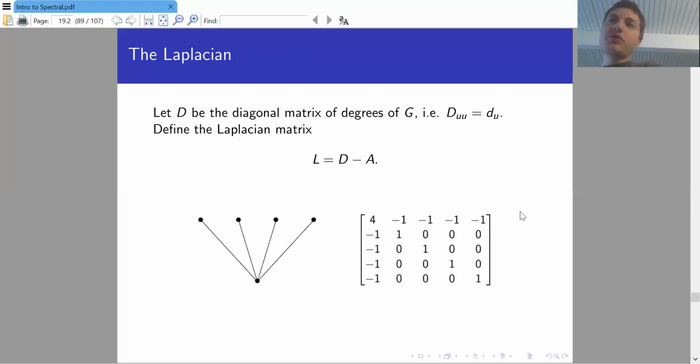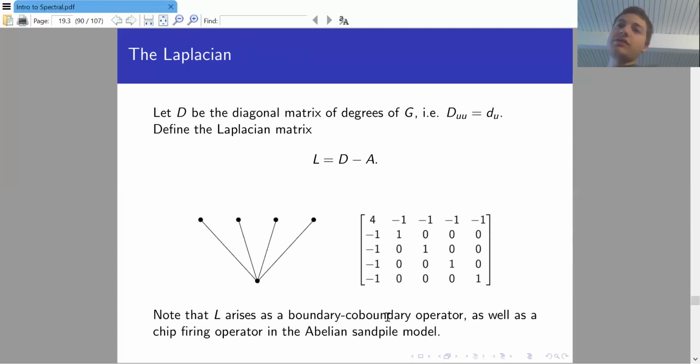So I believe the original motivation came about from spectral geometry of manifolds, where they have something called the Laplacian operator, and this is somehow an analog of that. Another way one might convince oneself that you can find it in nature is it arises as a certain boundary co-boundary operator. So if you view a graph as a one-dimensional simplicial complex, and you take the co-boundary operator from vertices and then the boundary operator from edges, this composition of the operators is the matrix you get associated to it.